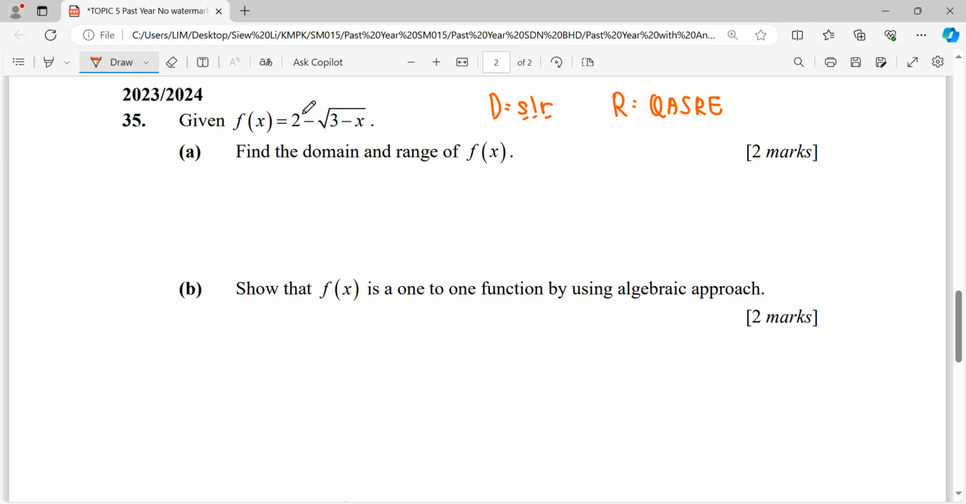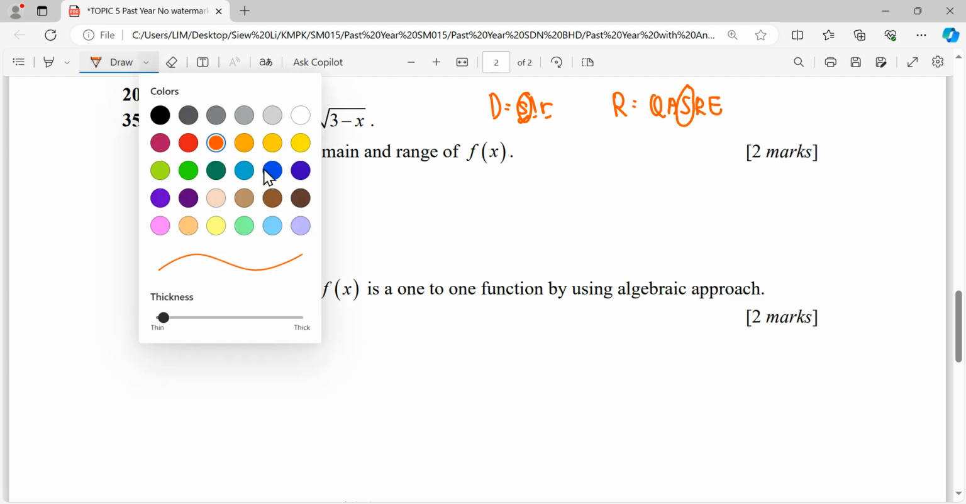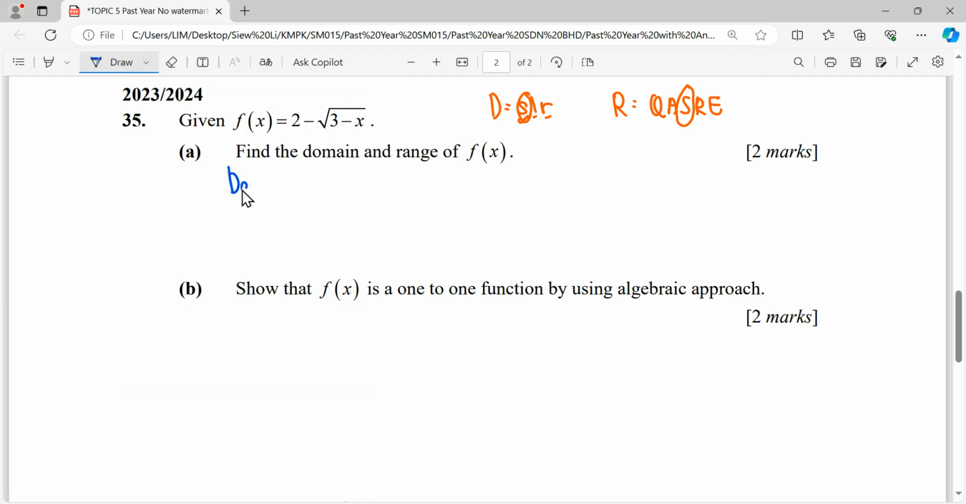For f(x), given here is a square root function, so for the domain we need to calculate. For range also we need to calculate, to see how special it is and how the calculation will go. For the domain of the function, for the square root, we calculate under the root, which means 3 minus x. So within the root, it needs to be greater than or equal to 0. So we find out what x is, and that will be your domain.